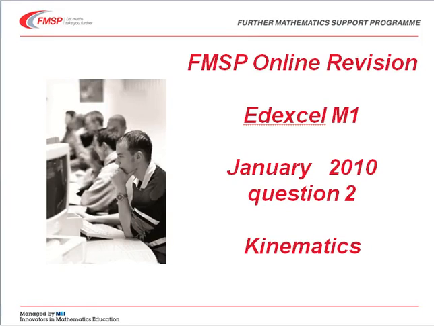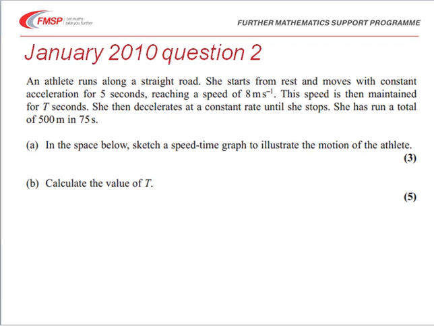In this video I'll be looking at the solution to question 2 of the January 2010 Edexcel M1 paper, and the topic of the question is kinematics. In the question we're told that an athlete runs along a straight road. She starts from rest and moves with constant acceleration for 5 seconds, reaching a speed of 8 meters per second. The speed is then maintained for t seconds until she decides to decelerate at a constant rate until she stops. She has run a total of 500 meters in 75 seconds.